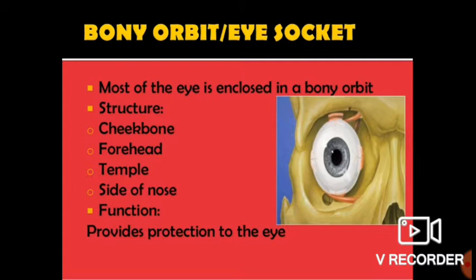Bony orbit or eye socket. Most of the eye is enclosed in a bony orbit. Structure: cheekbone, forehead, temple, side of nose. Function: provides protection to the eye.